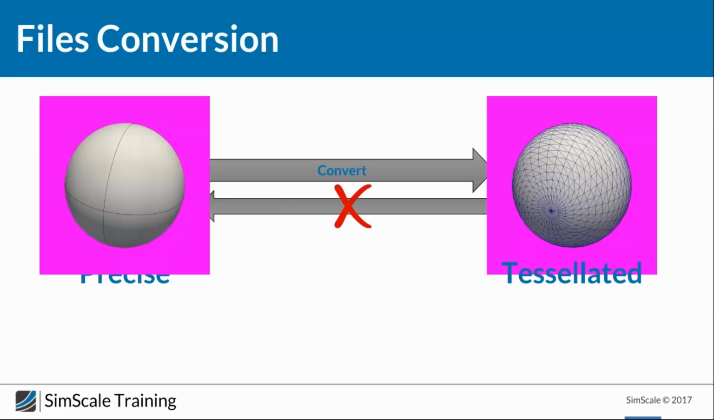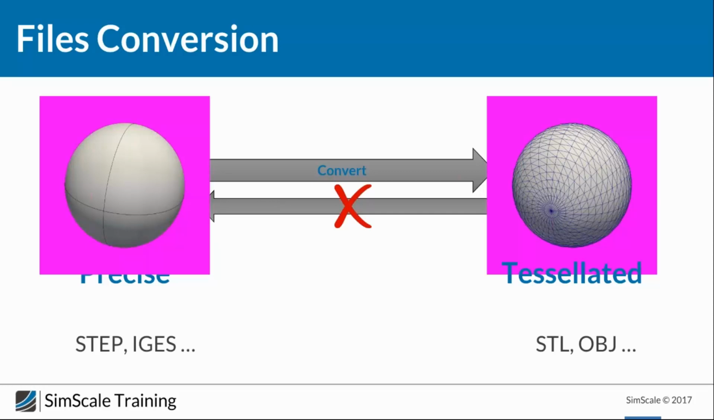You have to keep this in mind, because if you decide to do this, each triangle from this tessellation will be considered as a separate surface, and you will end up with thousands, if not millions, of surfaces that you have to deal with, and it's not the right decision. So always keep in mind, you can move from a precise surface to a tessellated surface, but moving from a tessellated surface to a precise surface is not possible.